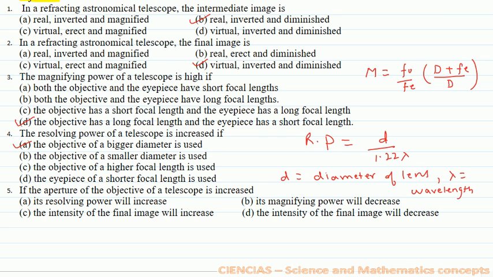Now we have written resolving power is equal to D upon 1.22 lambda. So if we are increasing D, the aperture, meaning the diameter of the lens, definitely the resolving power is increasing. So option A is correct, that its resolving power will increase. Now if diameter is more, aperture size is more, the lens will gather more light. If lens will gather more light, so the intensity of final image will also increase. So option C is also correct, the intensity of final image will increase.